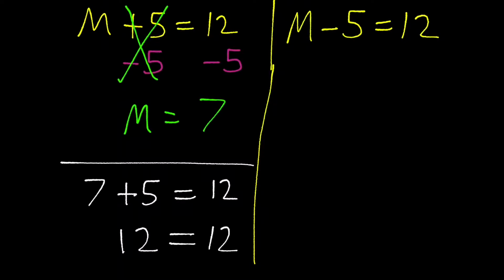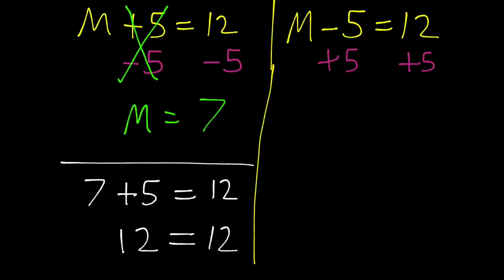Here I have m minus 5 equals 12. Just like before, I want to look at the only operation that's being performed, which is subtraction. This is saying some number minus 5 is going to give me 12. Okay? Just like before, whatever operation is happening, if I want to get our variable alone, I have to do the inverse. I have to do the opposite. So instead of subtracting 5, the opposite of subtraction is addition. So I am going to add 5, once again, to both sides.